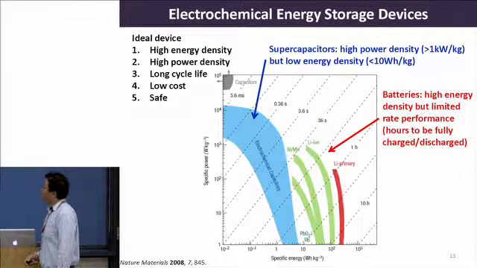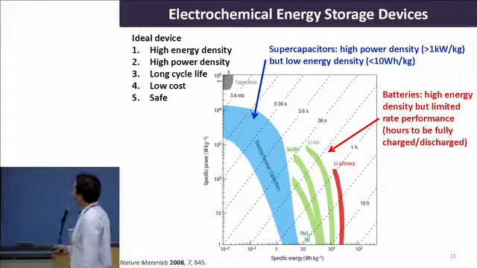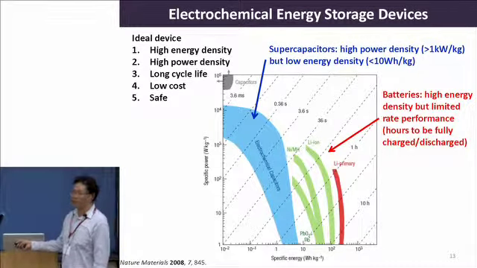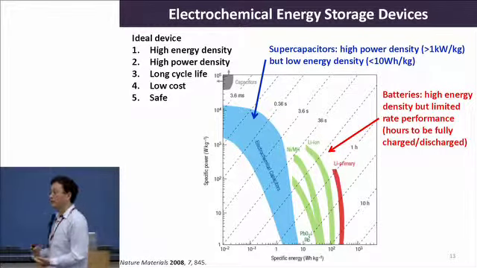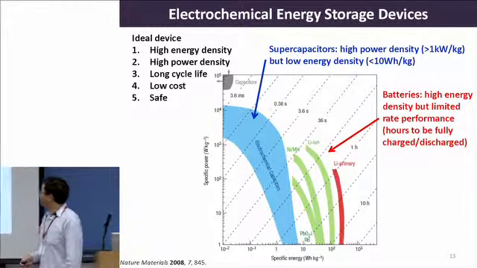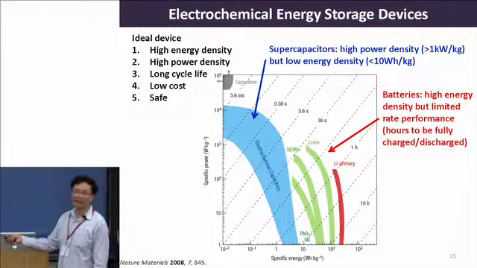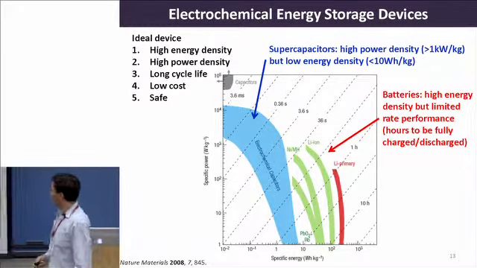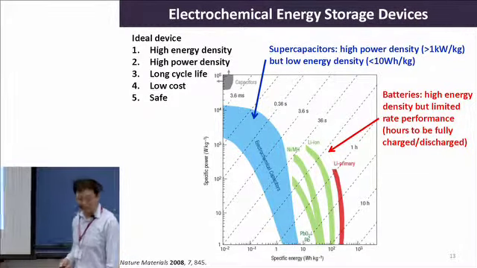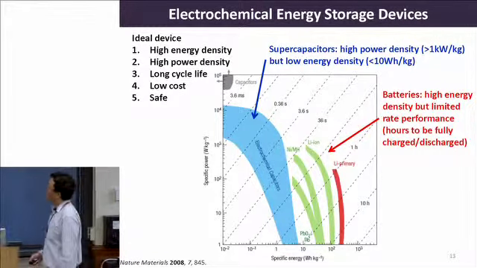The other type of device is a lithium-ion battery, which you use in your laptop. And these devices, you see, have higher energy density, meaning you can use your laptop for hours and hours. But the problem is that they're slow. The charge and discharge take a long time, which I'm sure you have experienced. You have to put your laptop there to be charged for hours to use it again.